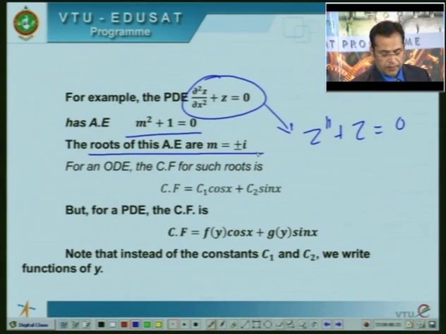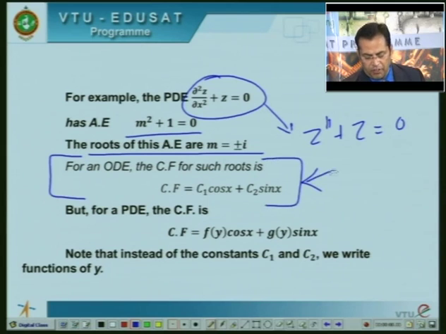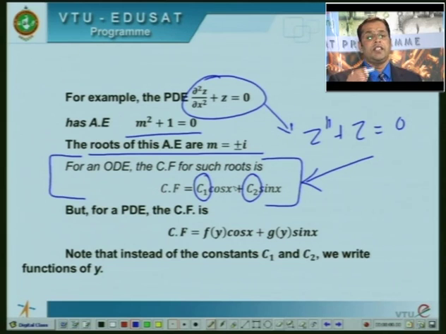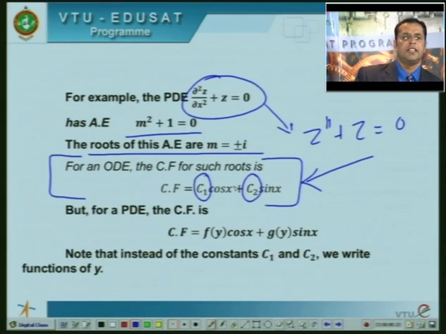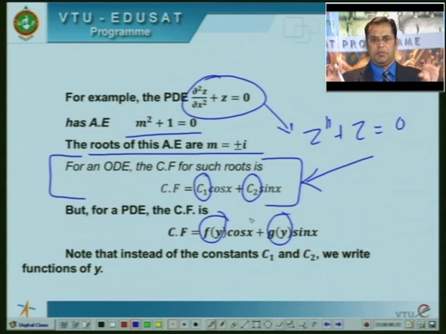So, if you were in an ordinary differential equation, the CF for such roots, if you remember friends, is C1 cos x + C2 sin x. We retain a similar format, but instead of these constants C1 and C2, you write functions of the other independent variable. So, in this case, because z contains x in the differential equation given, the other independent variable is y. So, instead of C1 and C2, for C1 you write f of y and for C2 you write g of y.